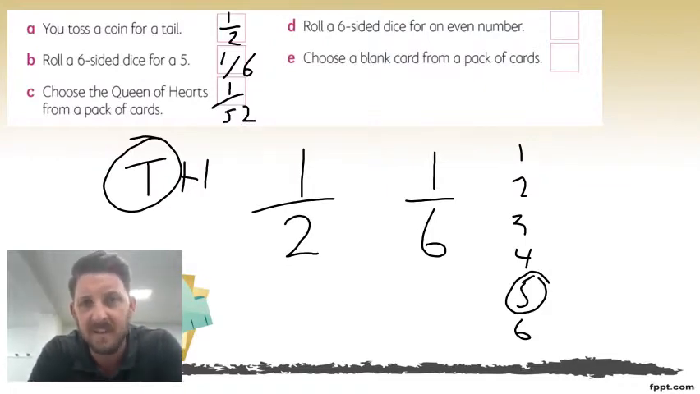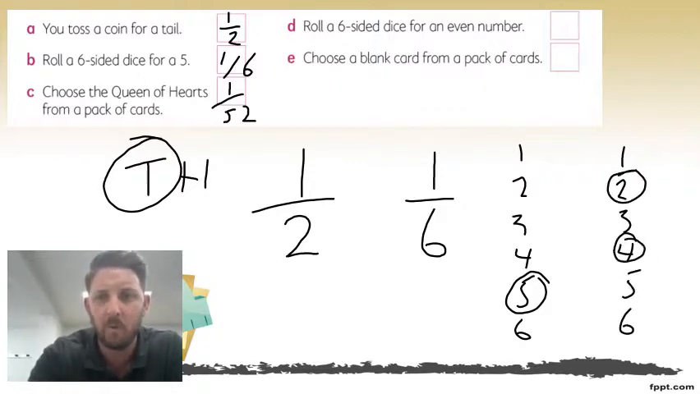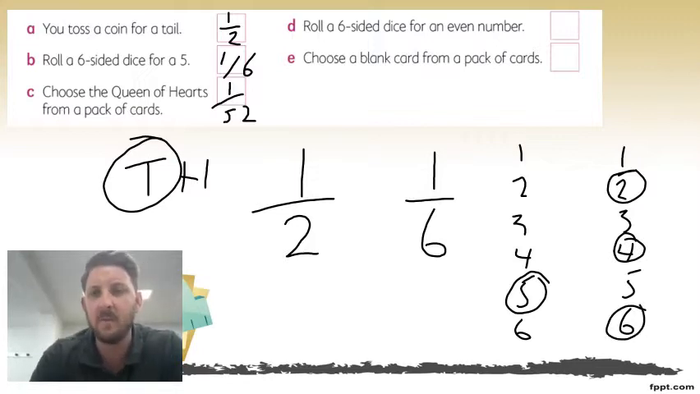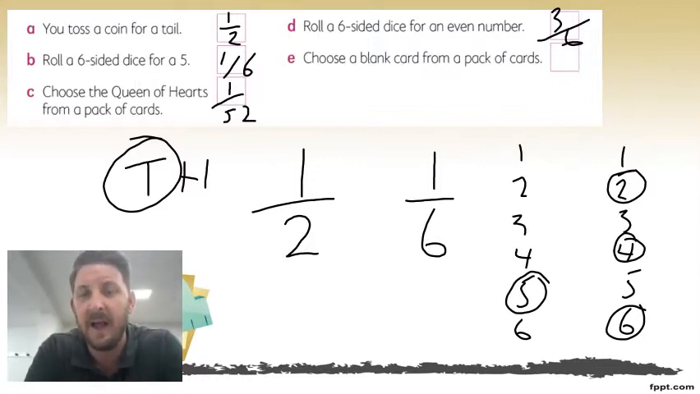It says to roll a 6-sided dice and get an even number. Well, let's have a look over here again. We've got 1, 2, 3, 4, 5, and 6 on our dice. 2, 4, and 6 are even numbers. So we have 3 favourable results, and there are 6 in our sample space, or the outcomes that we have altogether.